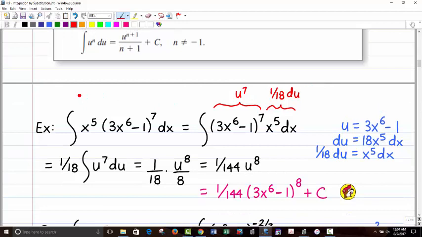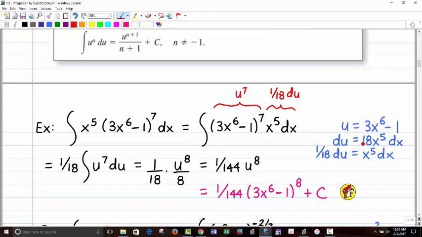All right, so what do we have here? We have x to the 5th times 3x to the 6th minus 1, all raised to the 7th. Well, we have to let u be what's on the inside of the parentheses: 3x to the 6th minus 1. Therefore, all of this will be represented as u to the 7th.